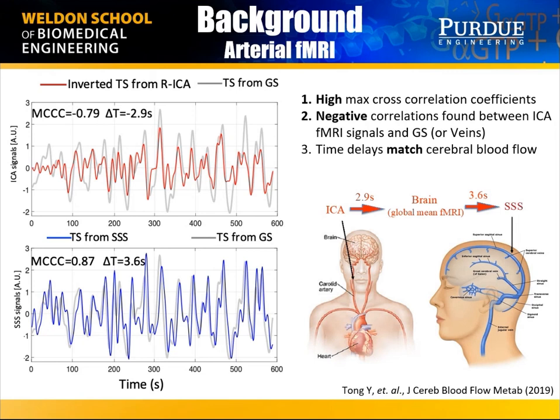The last and most important thing is, if you calculate the delay between them, you can clearly see that the internal carotid artery signal is about 2.9 seconds earlier than the global mean signal, which is about 3.6 seconds earlier than the superior sagittal sinus signal. If you add these up, from BOLD fMRI, starting from the internal carotid artery, it takes about 6.5 seconds to reach the superior sagittal sinus, which is roughly similar to the literature. That's what we call the cerebral transit time.